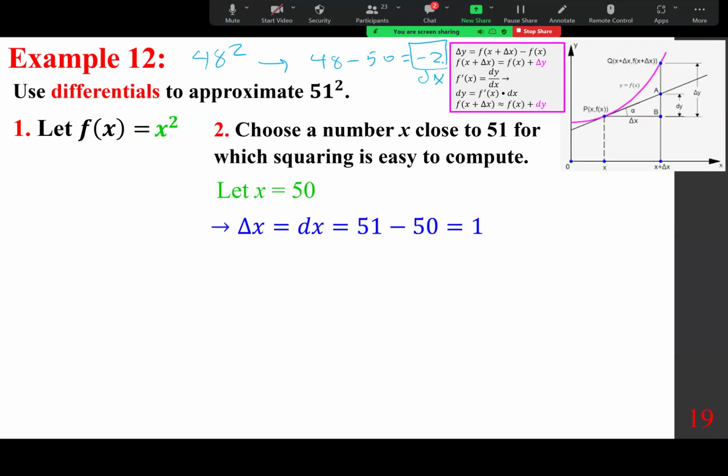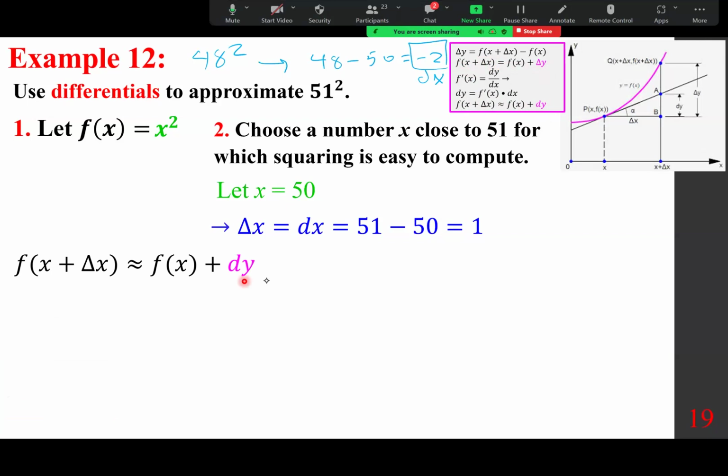So we need to understand. Now we are going to use differentials to approximate. So we go back here and we say f of x plus delta x is this, the approximation is this. So we're going to go with f of x plus delta x is f of x plus dy, because we are approximating. So what is f of x?